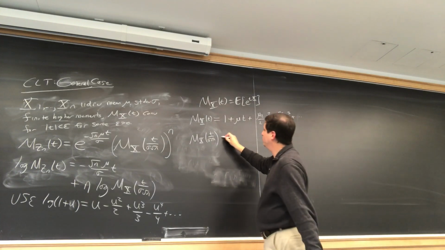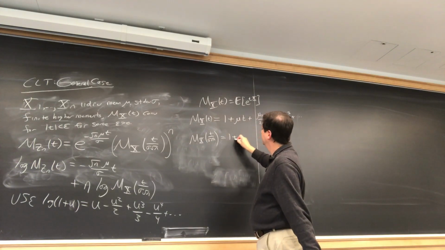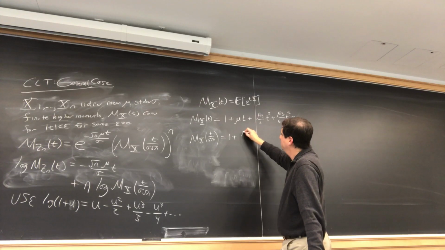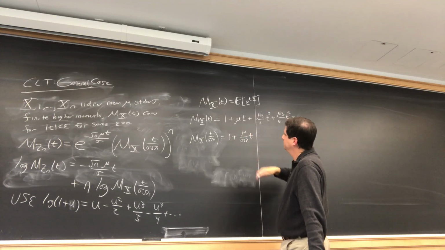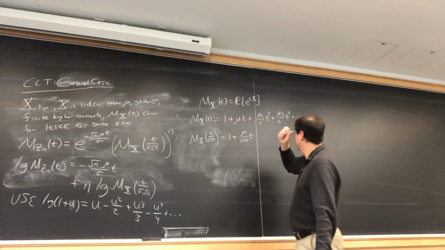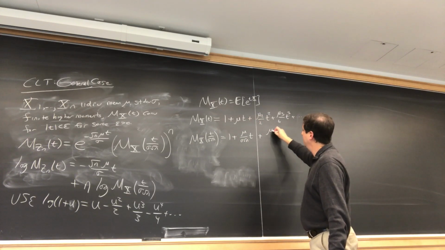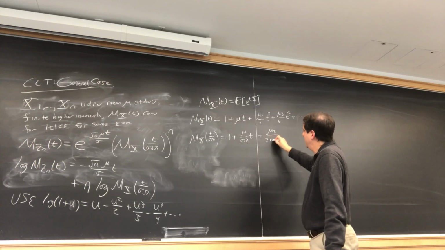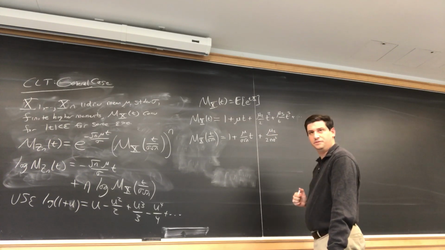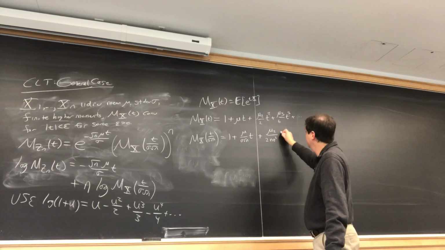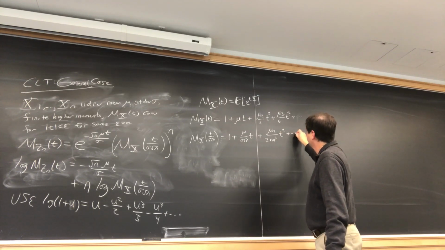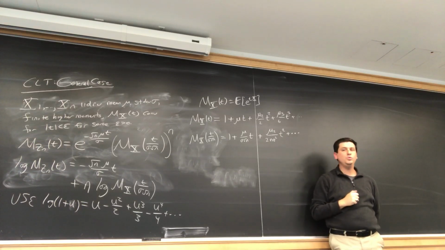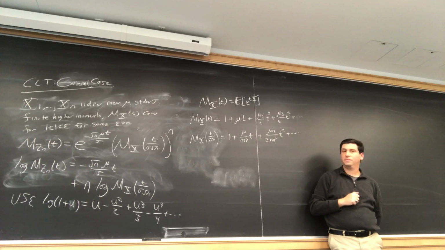So this is going to be 1 plus mu over sigma square root of n t. So I'm just replacing t, just putting the extra sigma. Plus the next one is going to be mu2 over 2n sigma squared, t squared. And I'm not going to worry about the higher order terms. They're all going to be negligible. Okay?